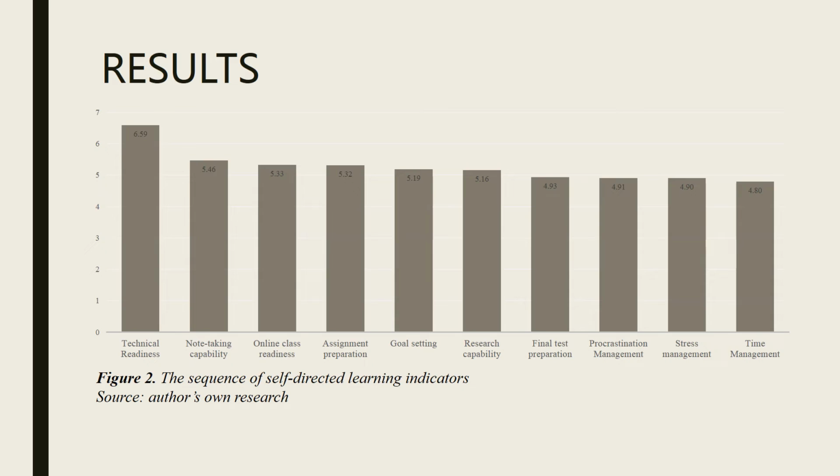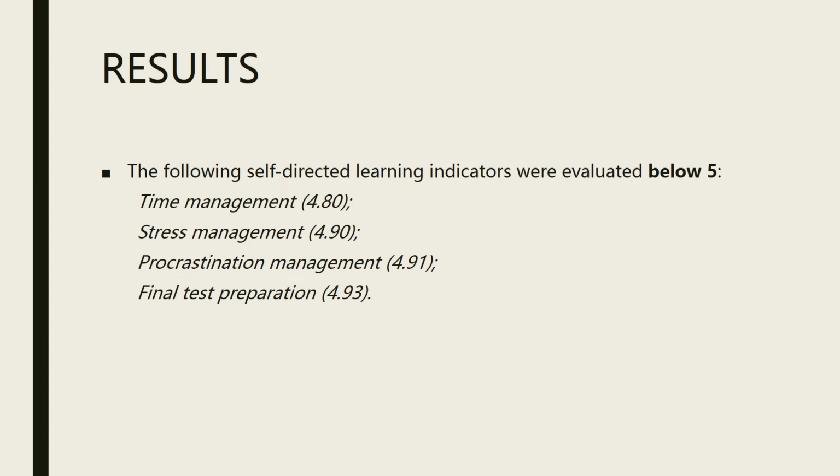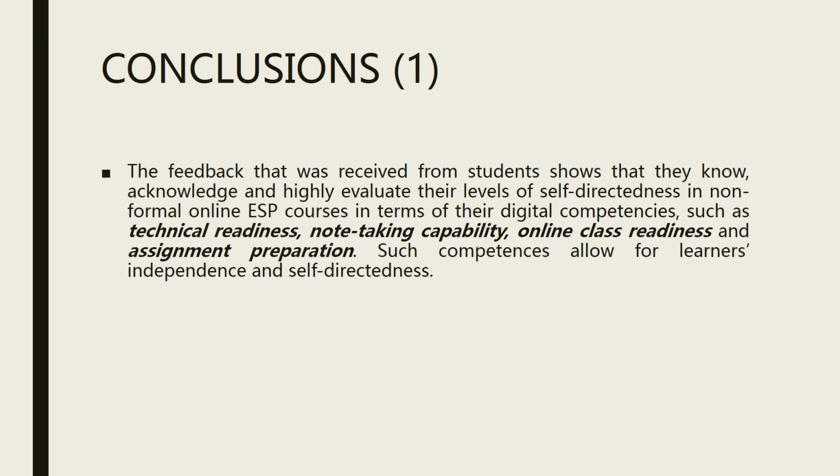Again, we can see that technical readiness, note-taking capability, online class readiness, assignment preparation, goal setting, research capability were evaluated in the highest levels. However, such indicators as time management, stress management, procrastination management, final test preparation were evaluated lower because their score was below 5. We can make certain conclusions.